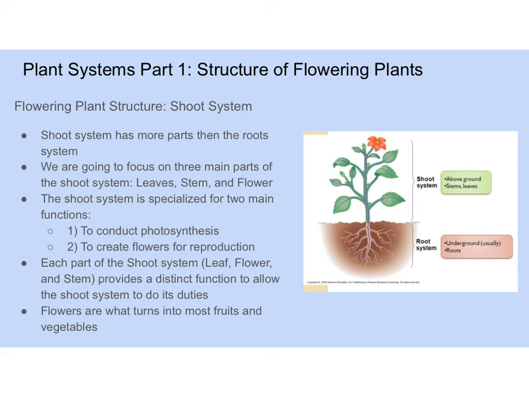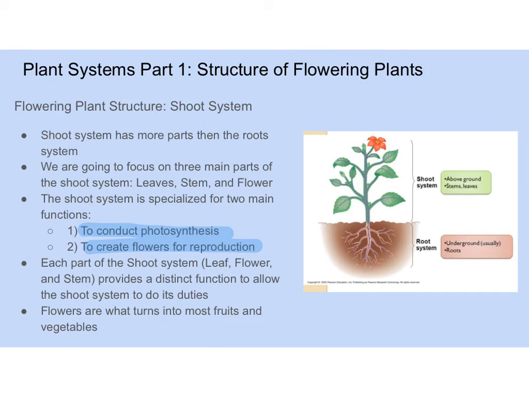So the shoot system is specialized for two main purposes. One, to conduct photosynthesis, and that is a very, very important process. And then the second part is to create flowers for reproduction, okay, where the flowers will pop out, and what a flower is really just a reproductive tool for the plant. So each part of the shoot, the leaf, flower, and stem, provides a distinct function to allow the shoot system to do its duties. Okay, flowers are what turns into most fruits and vegetables.